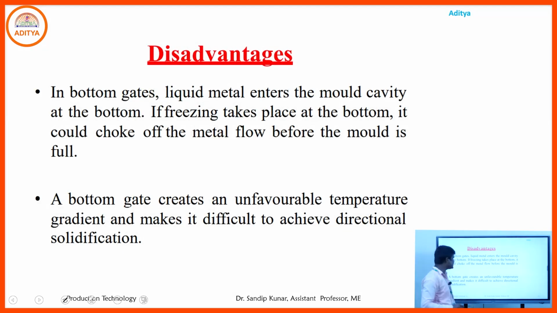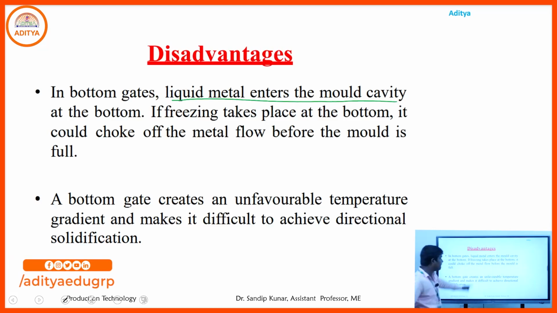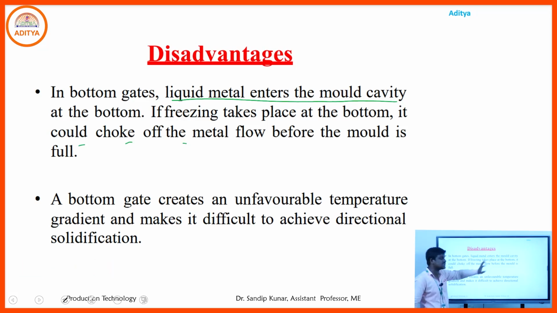What are the disadvantages? Means in the bottom gate, liquid metal enters the mold cavity at the bottom. If freezing takes place at the bottom, it could choke the metal flow before the mold is full. Means in that case, no freezing should take place when the molten metal comes into the mold cavity. So we always avoid the freezing of the molten metal. So it will flow through the bottom gates. Means the fluidity of the molten metal you always maintain. Otherwise it will freeze in that particular mold cavity.